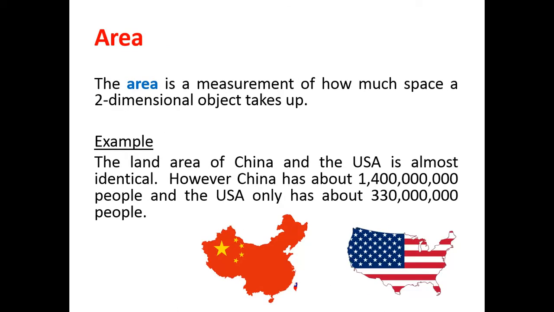Area. The area is a measurement of how much space a two-dimensional object takes up. For example, the land area of China and the United States of America is almost identical. However, China has about 1,400,000,000 people and the United States of America only has about 330 million people.